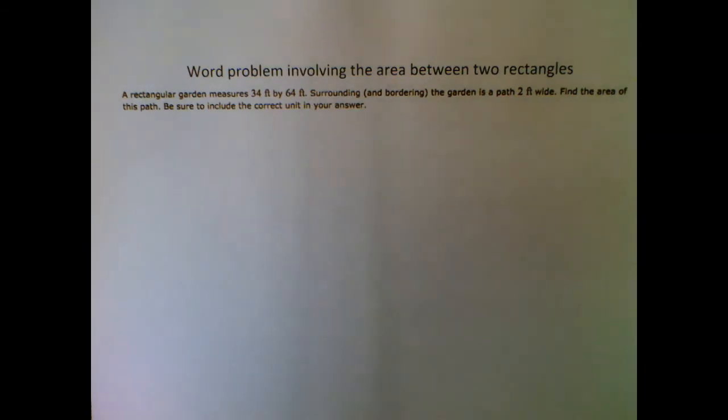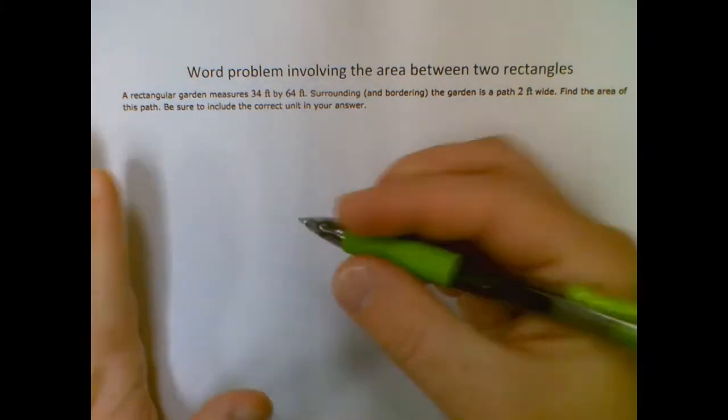So we have a rectangular garden that measures 34 by 64 feet. Surrounding and bordering the garden is a path that's 2 feet wide. Find the area of this path and be sure to include the correct units in your answer. So let's see what we know.